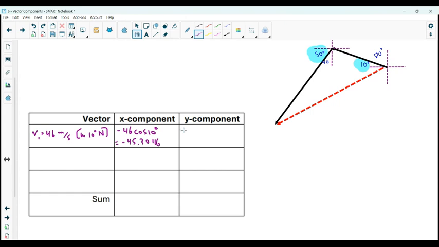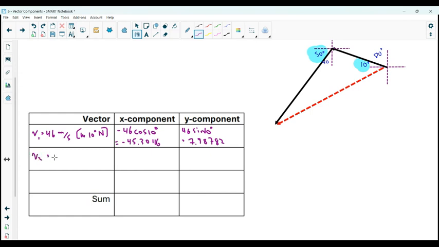What's my y component? My y component, it's going up, so my y component is going to be positive here. So I'll say, okay, it's 46 sine 10 degrees. What's that work out to? It's 7.98782. Okay, my next vector.